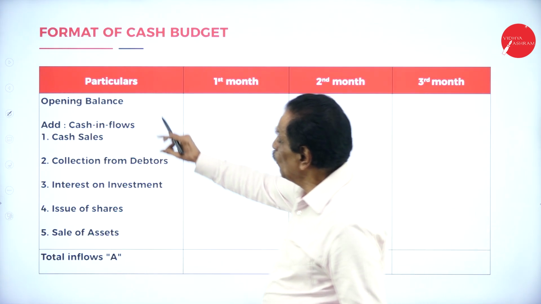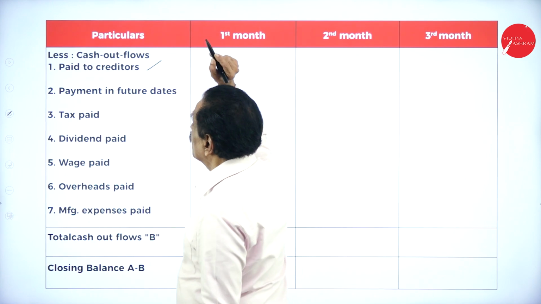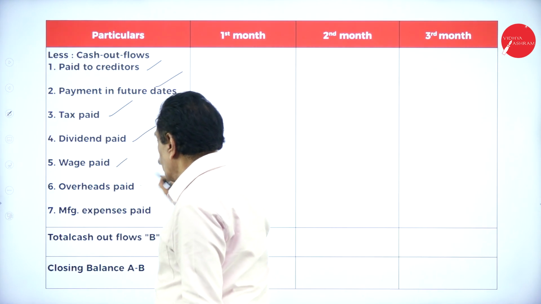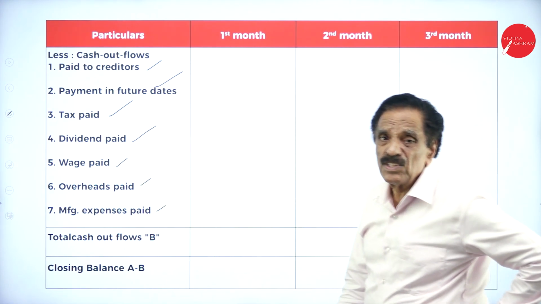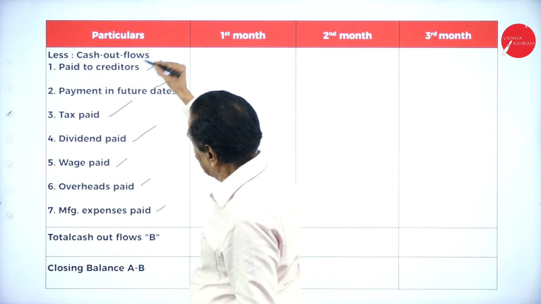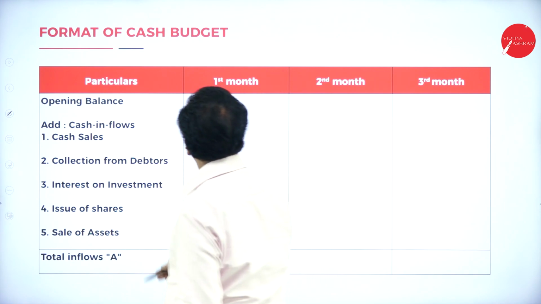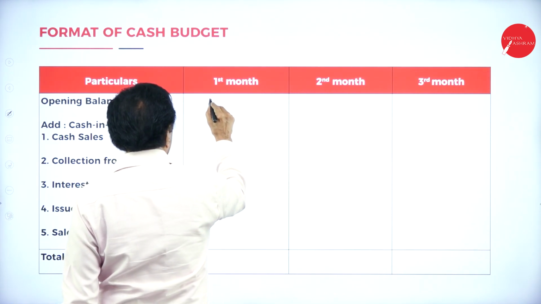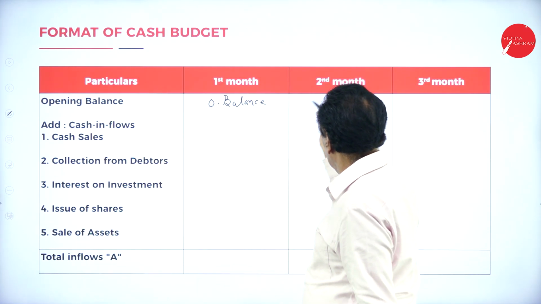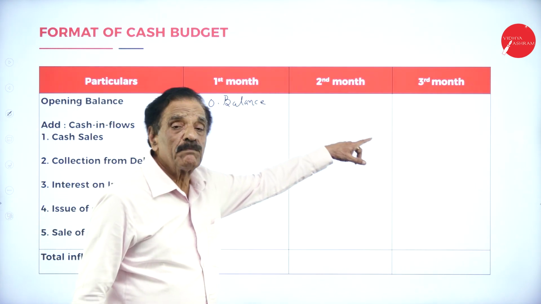Then cash outflows: you paid to creditors, payment on future dates, tax paid, dividend paid, wages paid, overhead paid, manufacturing expenses paid. These are all the cash expenses we are going to pay. Then from the cash inflow, deduct the cash outflow, and whatever you get is the closing balance, A minus B. That becomes the opening balance for the next year. Next, once again, cash inflow, cash outflow, and the closing balance becomes the opening balance for the next plan.